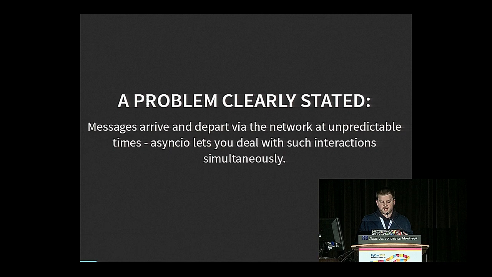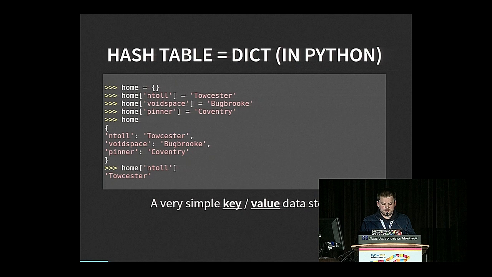So given this simple purpose of async.io, I want to place it into a practical context, which is where the distributed hash table comes in. So what is a distributed hash table? I'm hoping you're all familiar with dictionaries in Python. We are, after all, at PyCon. So a dictionary is obviously a very simple key-value data store, and a hash table is simply a synonym for dictionary in Python. It's a sort of data dictionary.